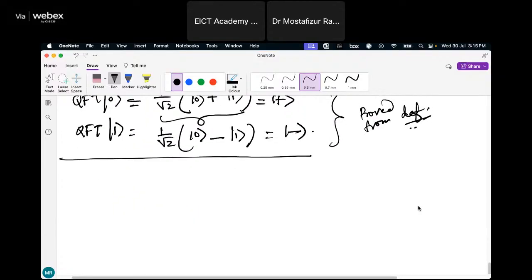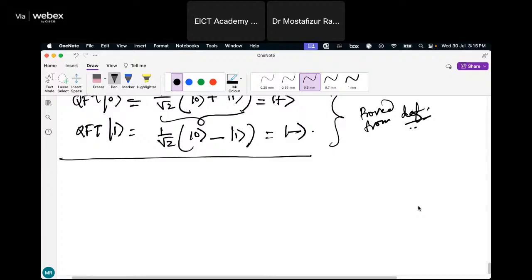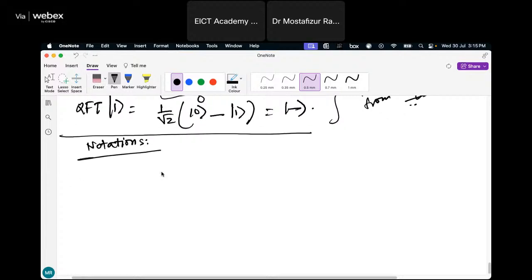Now we need to understand some notational things. When you read various textbooks, including Nielsen and Chuang, you will be confused about how the derivation happens and why there are these various notations. So let me make some points to clarify these doubts. Let's take a note on the notations.